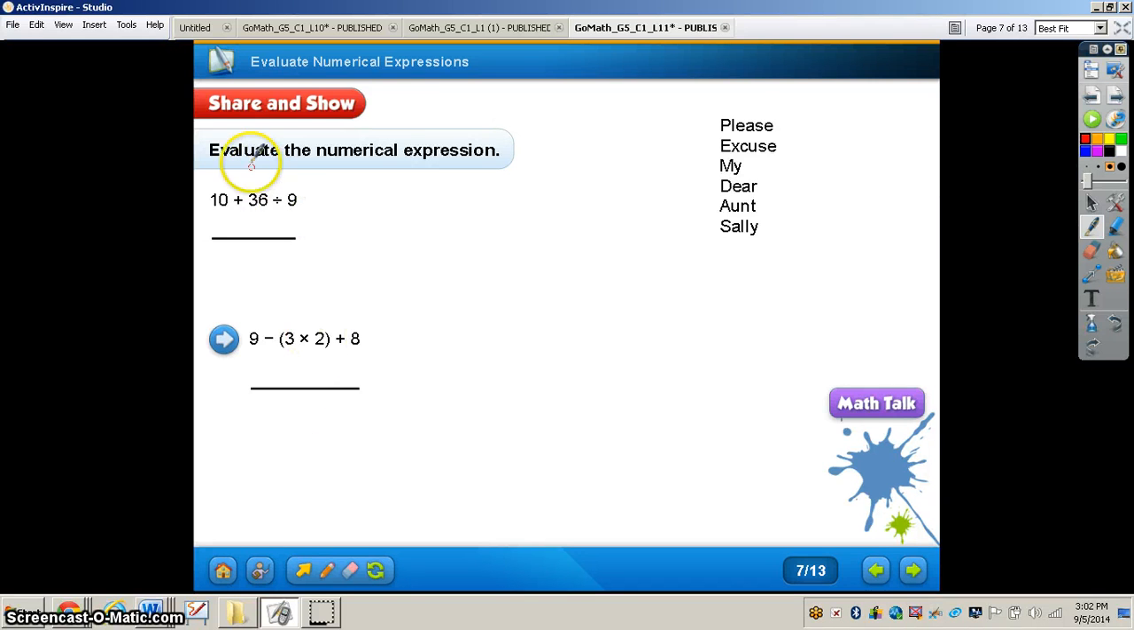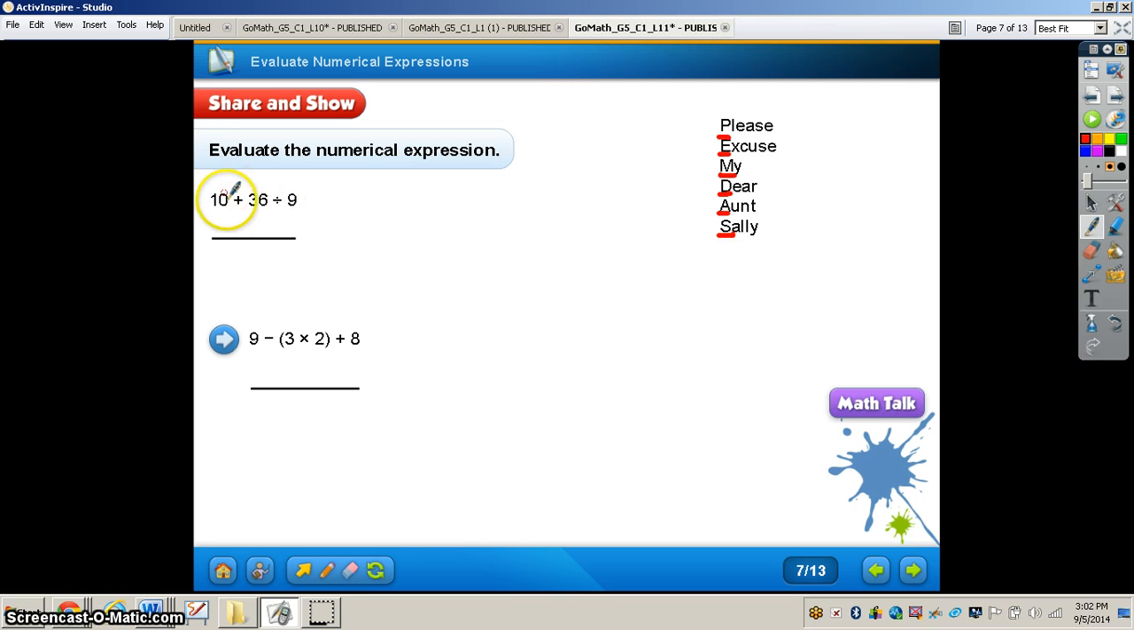Now let's take a look at the share and show section, and let's do some of these problems together. Now we have our order of operations. Please excuse my dear Aunt Sally. Parentheses, exponents, multiplication or division, then addition and subtraction. Whichever one comes first from left to right with multiplication and division. Whichever one comes first from left to right with addition and subtraction.